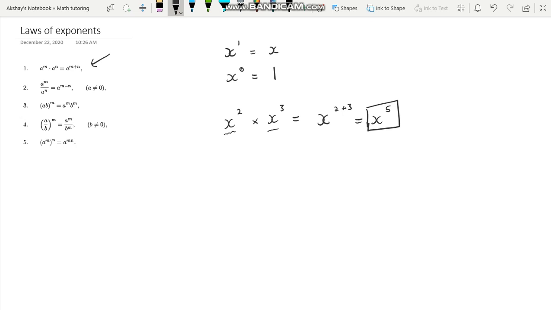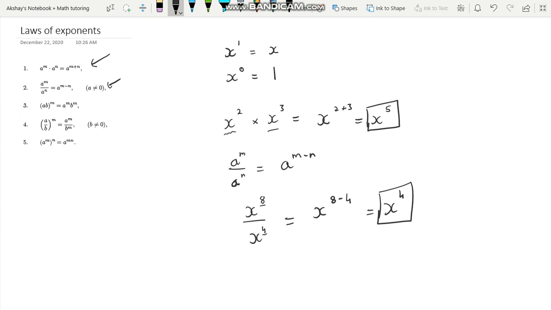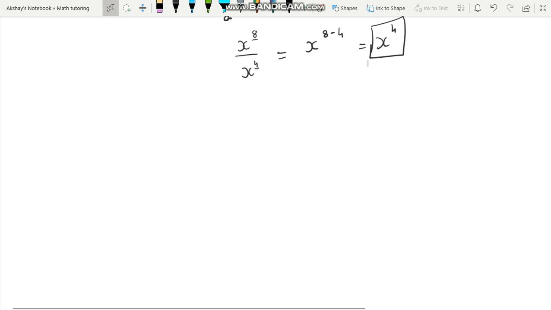Our second law is a to the power m divided by a to the power n is equal to a to the power m minus n. Again, we need to have the same base, and as you can see here, it says a cannot equal 0 because we cannot have our denominator 0, that's undefined. Now let's take this into an example. Let's say x to the power of 8 divided by x to the power of 4. Because we have the same base, I can subtract the power in my denominator from the power in my numerator. Hence I have x to the power 8 minus 4, which gives me x to the power 4. There we go.